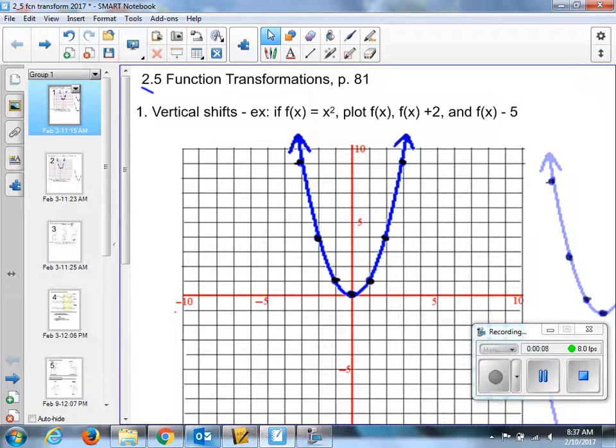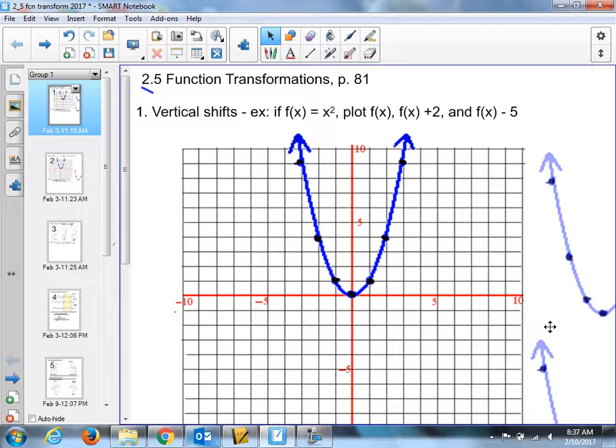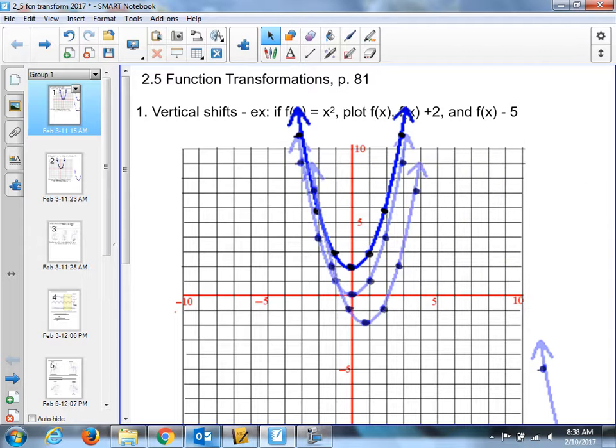Vertical shifts, we're all good with this, I'm hoping. If you're starting with x squared, it doesn't matter what the shape was, but we're using x squared. Whatever the original function is, you just slide it up 2, right? So 1, 2. And down 5, 1, 2, 3, 4, 5.